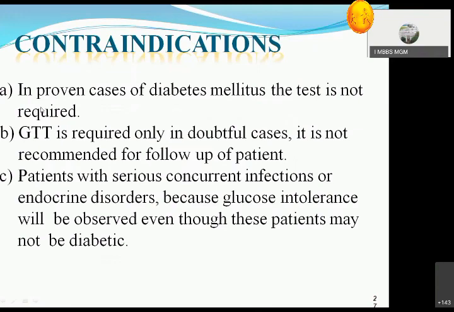Contraindications. In proven cases of diabetes mellitus, the test is not required, because it is indicated in subclinical diabetes or overt diabetes, where you cannot have a confirmed diagnosis of diabetes. Next, GTT is required only in doubtful cases. It is not recommended for follow-up of the patient. Patients with serious concurrent infection or endocrine disorder, because glucose intolerance will be observed even though this patient may not be diabetic. So these are the three contraindications for GTT.